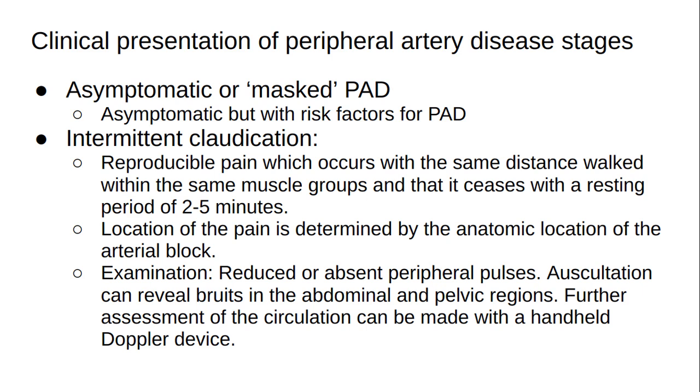This must be differentiated from neurogenic claudication, for example nerve root entrapment, spinal canal stenosis, venous claudication where a patient has a history of severe deep vein thrombosis or venous insufficiency, and musculoskeletal causes such as hip or knee osteoarthritis.